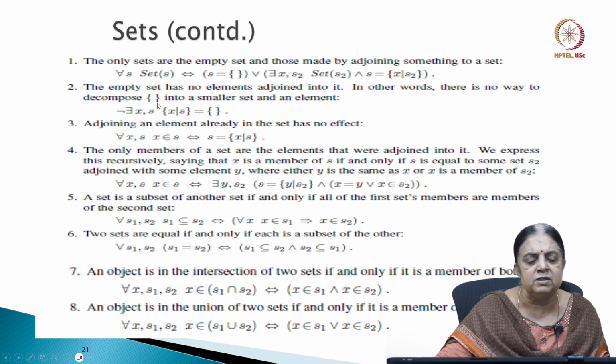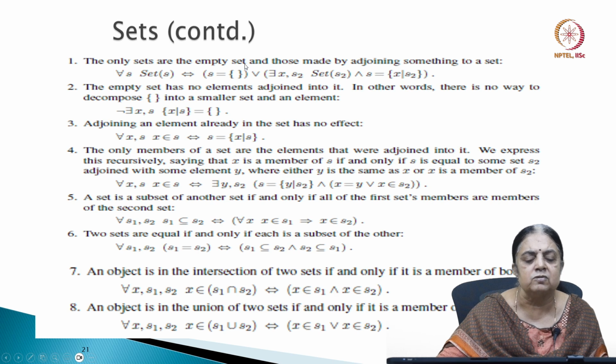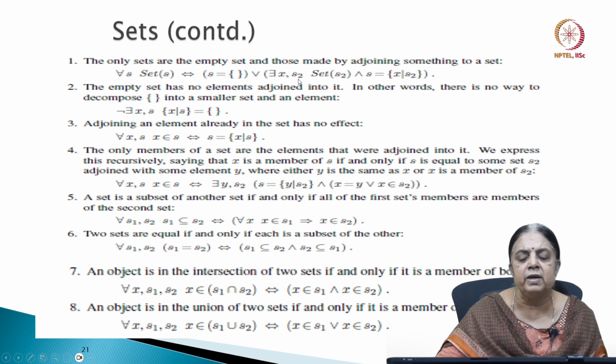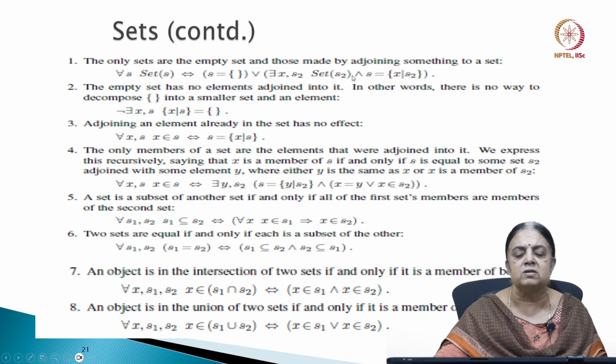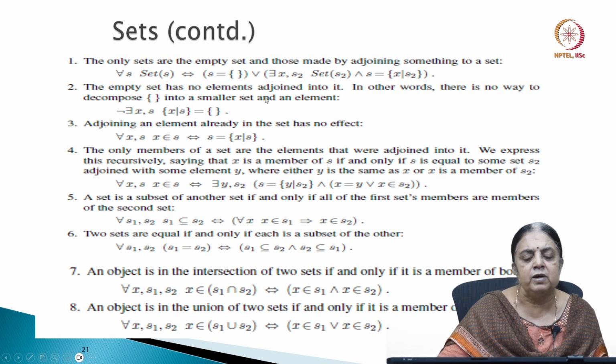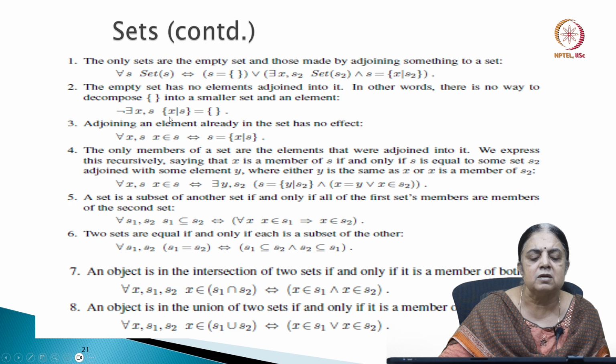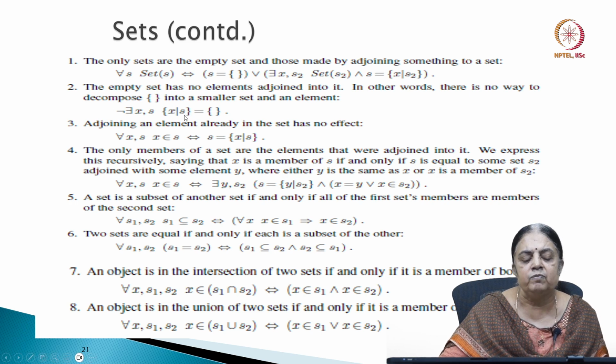We have just taken a few sentences and we are representing them using set theory. The only sets are the empty set, and those made by adjoining something to a set. So for all S, set S implies that S is empty, or there exists some X and another set S2, and by adjoining X to S2, you get the set S. The empty set has no elements adjoined into it, which means there is no way to decompose the empty set into a smaller set and an element.